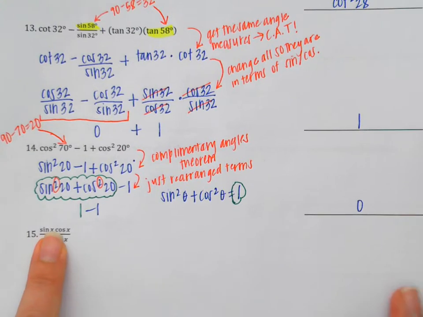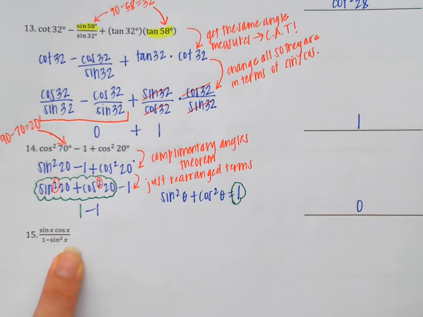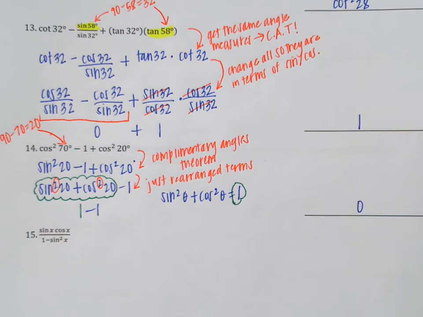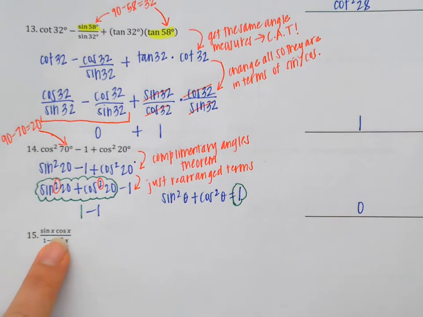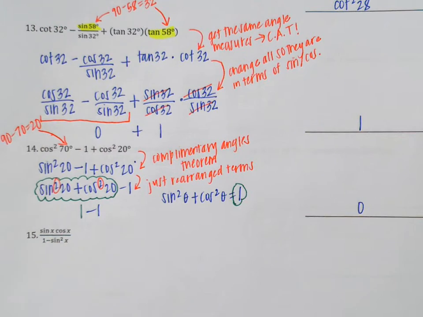Okay, so sine x cosine x over 1 minus sine squared x. For one thing, theta and x can basically be interchangeable, so it doesn't matter. When you're writing your answer, be consistent with what the problem is saying. If the problem had theta in it, you'd use theta. If the problem has x in it, use x.